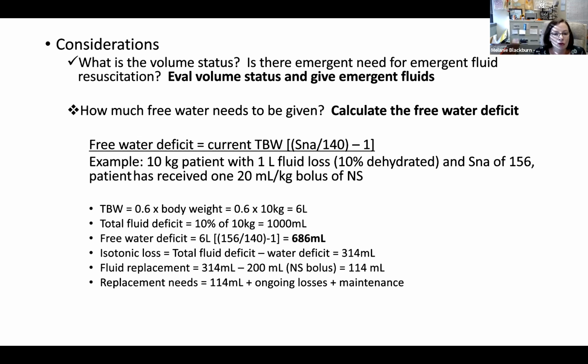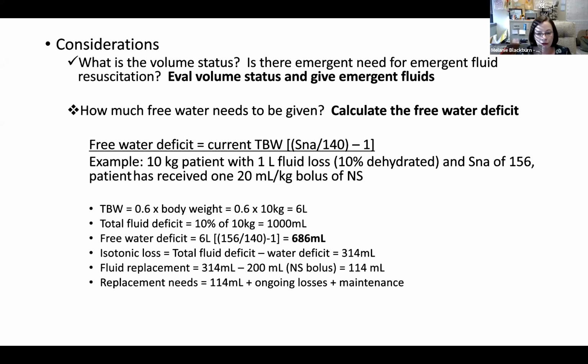You're going to look at their total body water, which is 0.6 times their current body weight, to calculate how many liters of total body water they have. You're going to look at their total fluid deficit, using their weight and their percentage, how many liters or milliliters they're down. And then using this formula based on their serum sodium to see what their free water deficit is.